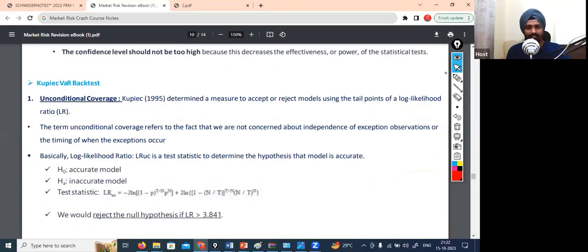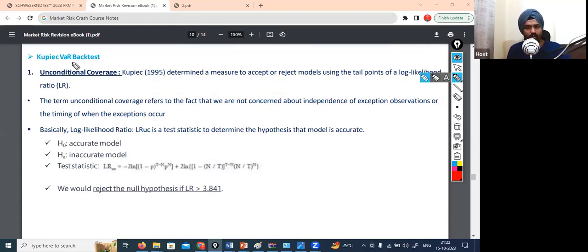Now, within backtesting, there's also a thing known as the Kupiec (POF) backtesting process. There are two things here. One is the unconditional coverage, and the second one is the conditional coverage. Under the unconditional coverage, we have a measure to accept or reject models using the tail points of a log likelihood ratio. Basically, we are using a hypothesis test based on a test statistic. And rather than using a z-test, t-test, or chi-square, we are using a log likelihood ratio test statistic.